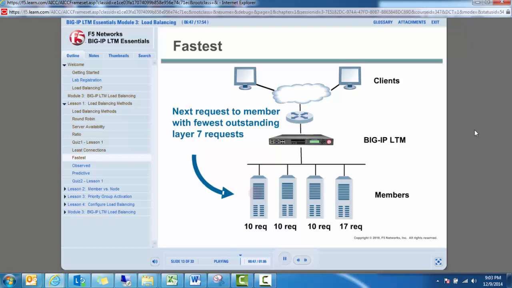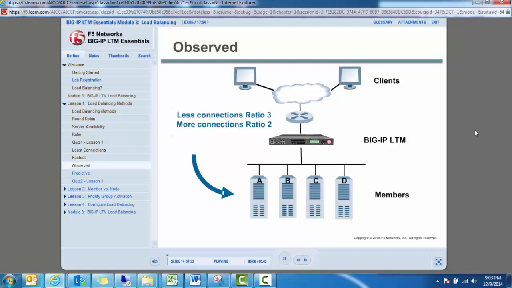In the example shown, if servers 1, 2, and 3 have equal numbers of outstanding layer 7 requests, then BIG-IP will round robin between them. Notice that server 4 may not be used until its outstanding layer 7 requests reach a similar volume to the other servers. The observed load balancing method is basically ratio load balancing, but with a ratio assigned by BIG-IP.